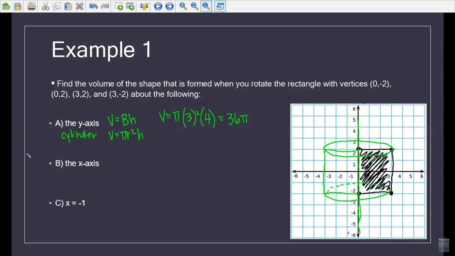For our second one, I'm going to switch to orange. Okay, for our second one, I'm going about the x-axis. So here's my x-axis. This is a little different. It runs through the middle of my rectangle. All right, so that means if I start rotating it around, it's just going to be rotating onto itself, right? Like if I were to reflect this across the x-axis, it's going to be the exact same rectangle. So I'm just going to go ahead and draw some circles.